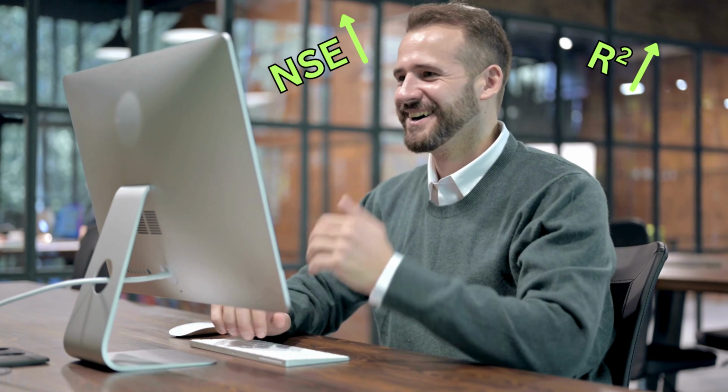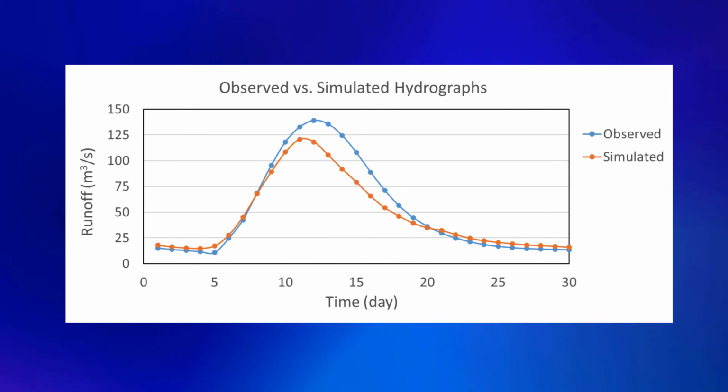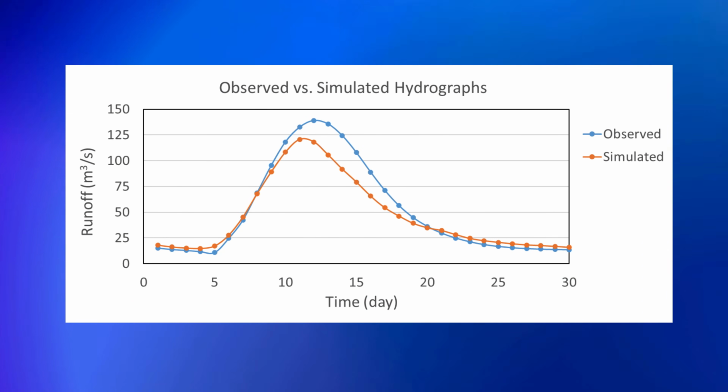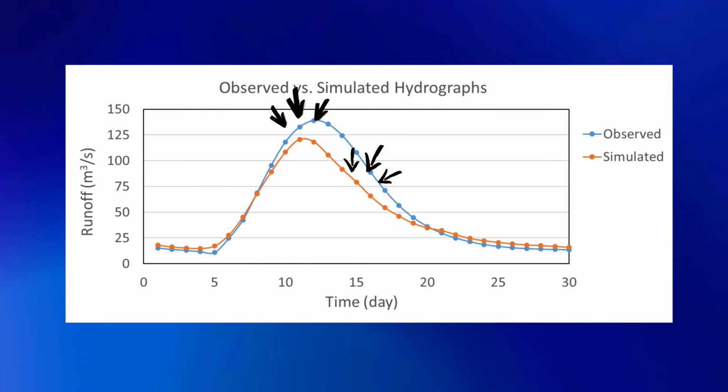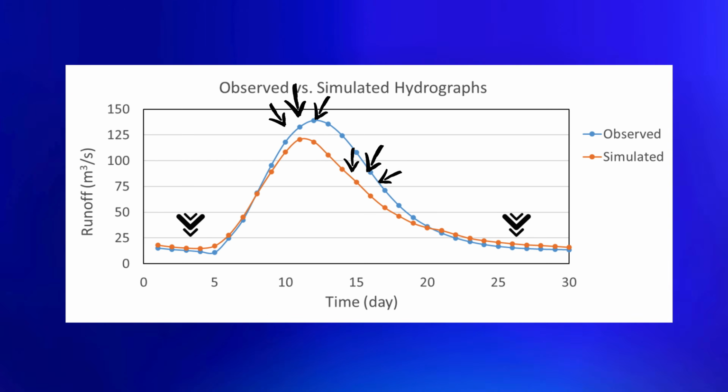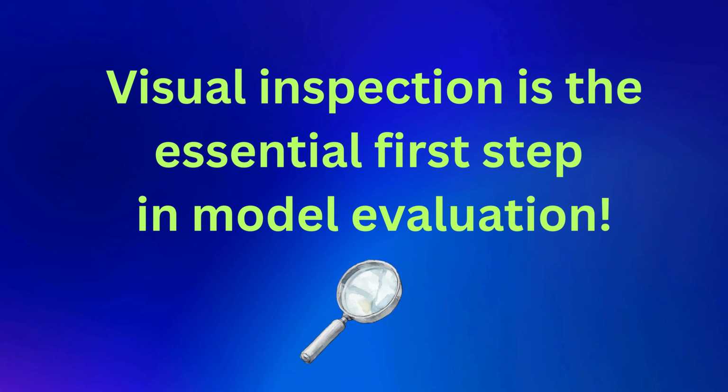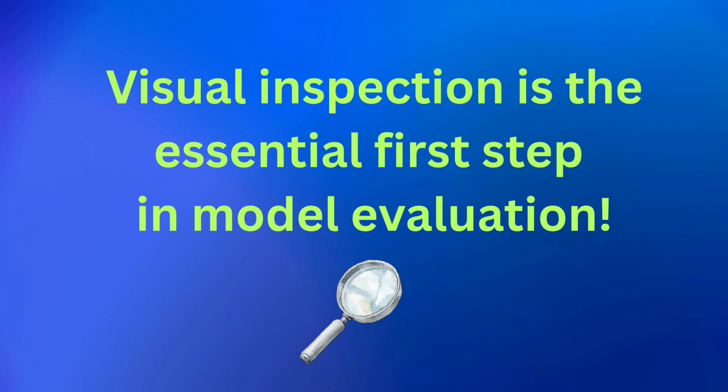You have calibrated your rainfall-runoff model. You have calculated performance metrics and the numbers look good. But then you plot the hydrograph and something doesn't look right. Peaks are slightly early, recession doesn't match, and baseflow looks unrealistic. This is why visual inspection is the essential first step in model evaluation.